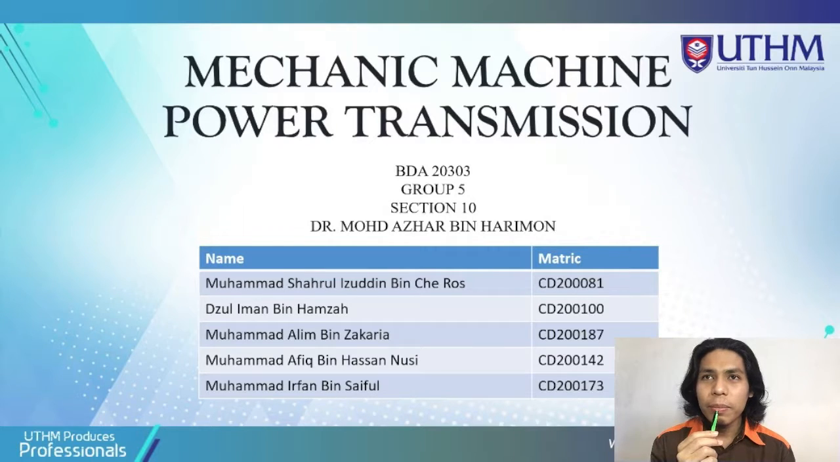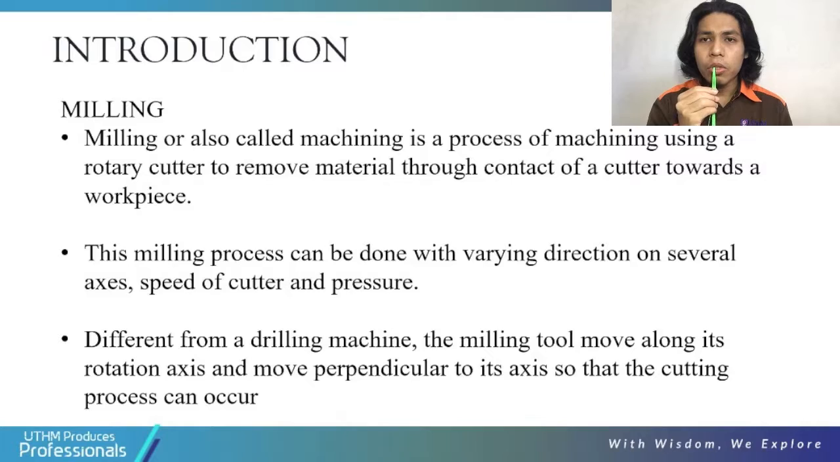We are going to explain about our final project of mechanic machine. I'm going to introduce myself and my teammates. My name is Zul Iman bin Hamzah. My teammates are Muhammad Sharul Izuddin bin Cik Ros, Muhammad Alim bin Zakaria, Muhammad Afiq bin Hassan Nusi, and Muhammad Irfan bin Saiful. We are required to design a power transmission system for a ball milling machine for Company A.